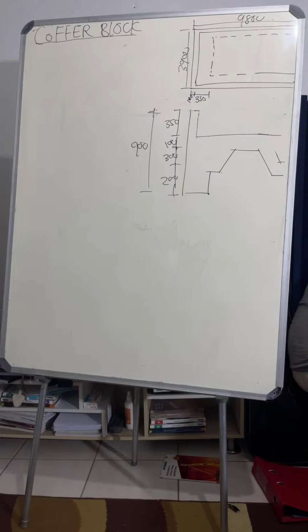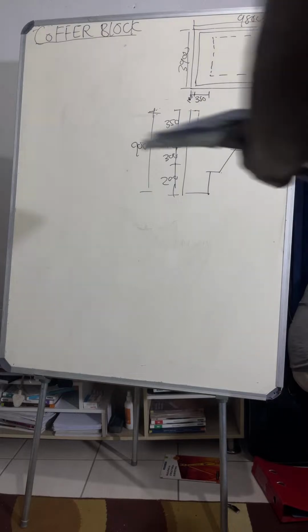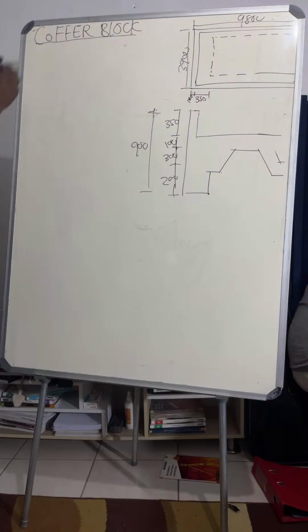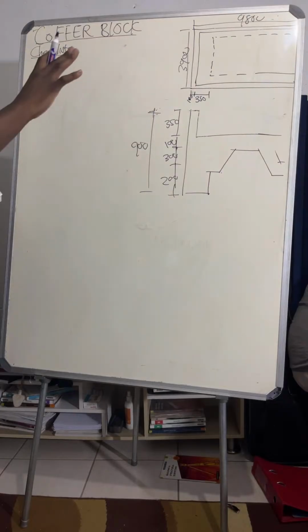Okay, so this is what we have. This is a cover block. We are going to have our own checklist. As I said, every time you want to start, have a checklist. Start with the diagram, see what is required, and let's go through the specifications.